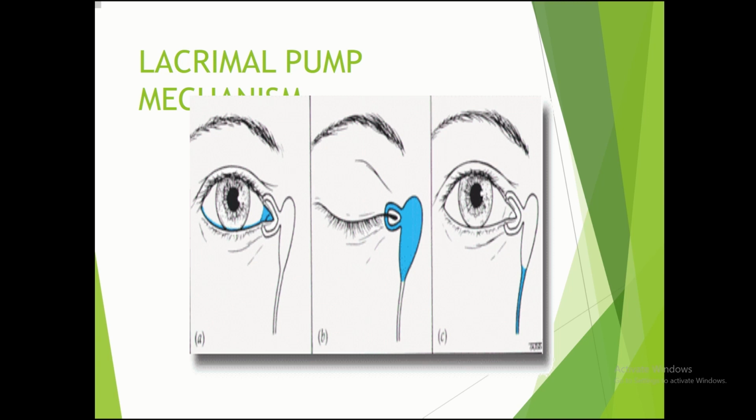So coming to the lacrimal pump mechanism, tears which are secreted collect close to the medial canthus of the eye, and when you close the lid there is a contraction of the orbicularis oculi. This creates a negative pressure within the sac which draws the tears into the lacrimal sac, and when you open the eyes these tears tend to get drained into the nasal cavity by gravitational force.